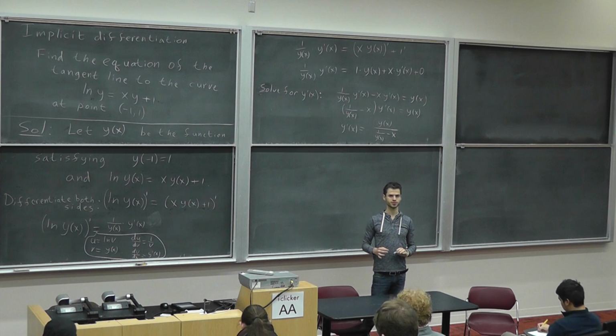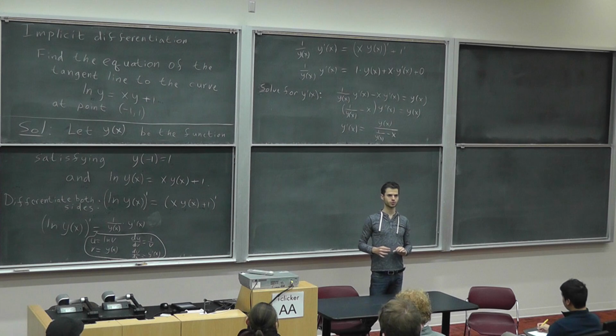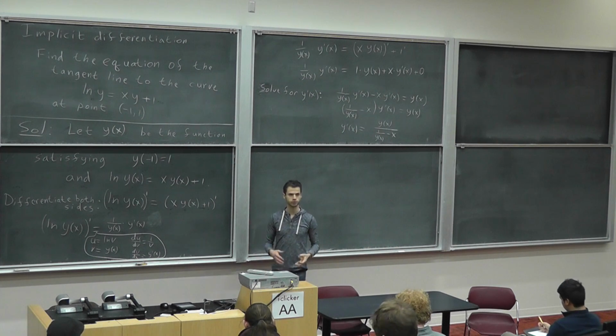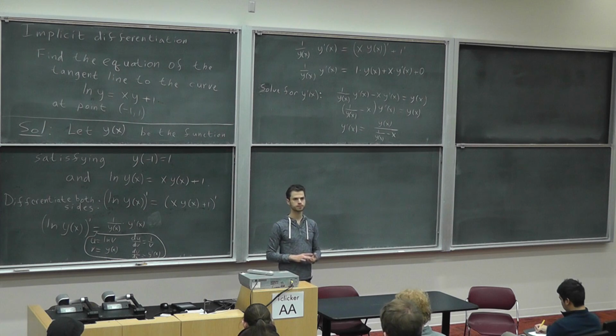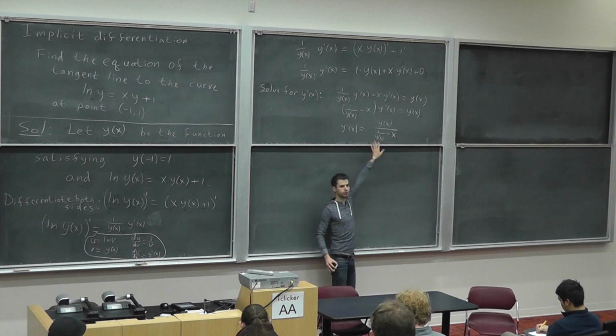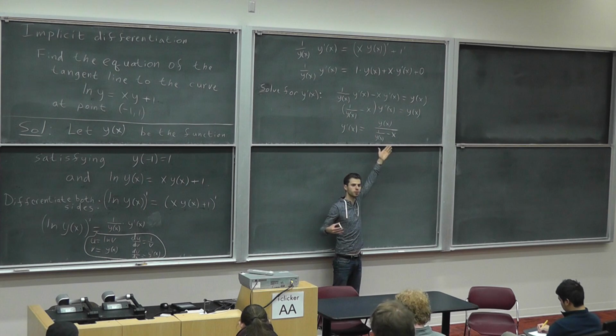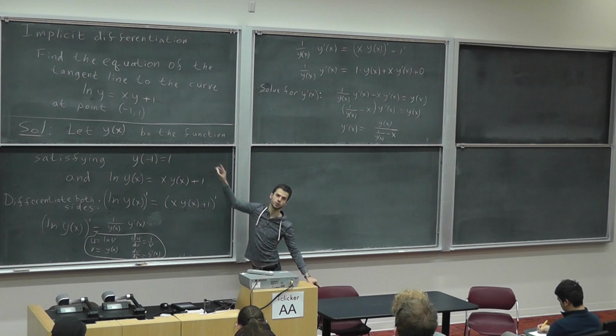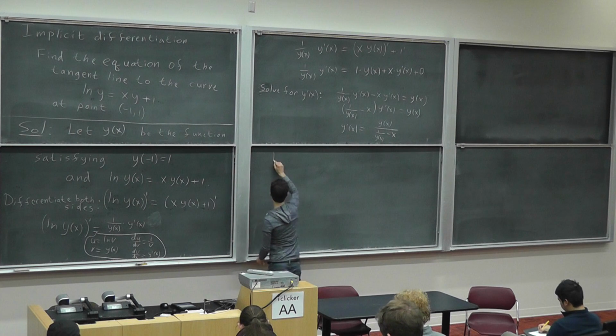Are we done? We found what is y prime of x. Is it what we were trying to find? Okay, yes. So this would be the expression for the derivative or the slope of the tangent line at any point x. That's not what we want. We want one specific point, minus 1, 1.